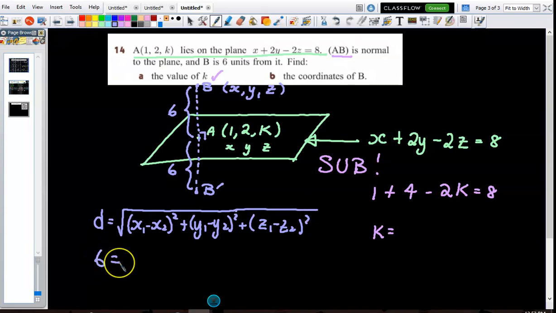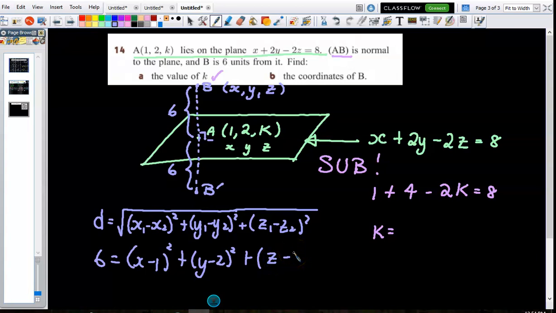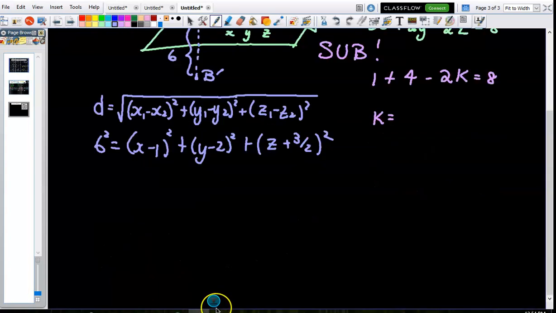Distance is 6. And then what's the point? Well, point is A, so I'd have x take 1 all squared plus y take 2 all squared plus z take, and we should have stopped by now, and I think you end up with k is minus 3 on 2. So they're squared, and to get rid of the square root we would square. But what's our problem? We have got not 1, not 2, but 3 unknowns and only one piece of information. So that is no good, and I have to come up with something else.